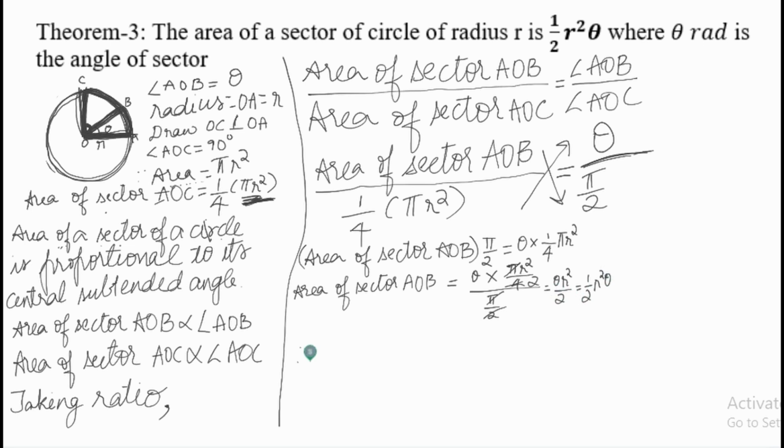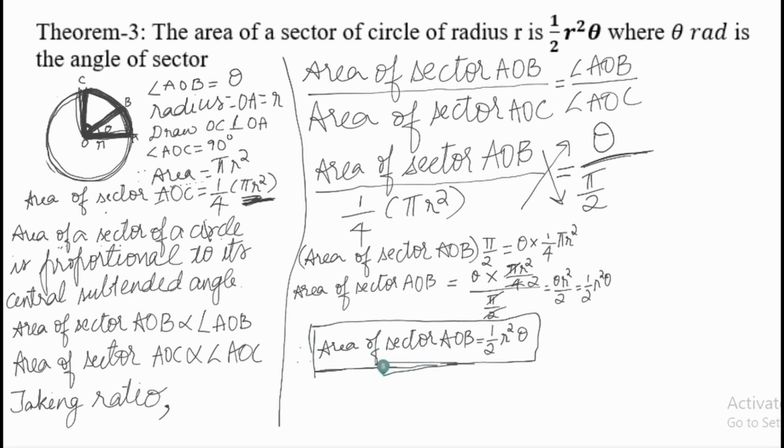So therefore, we have proved that area of sector AOB is equal to half r square theta, where theta is always in radians and it is the angle of the sector AOB. Hence, proof.